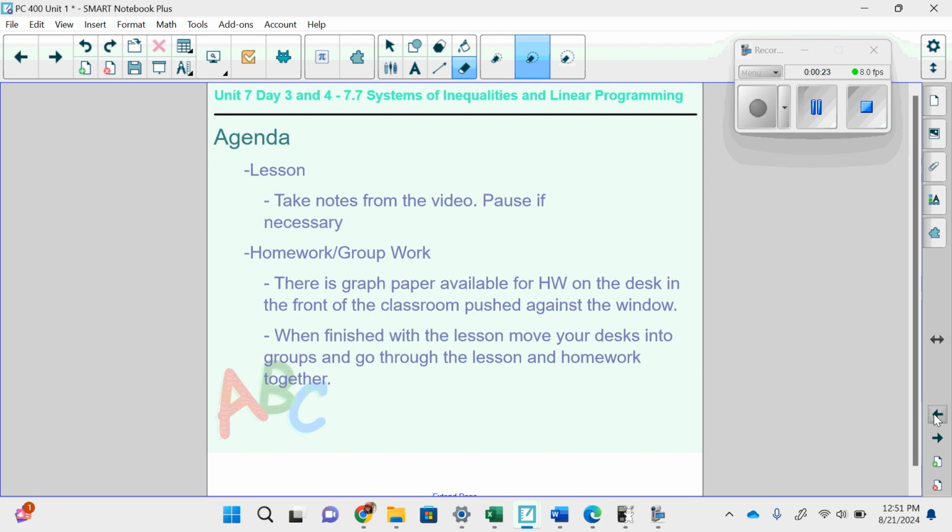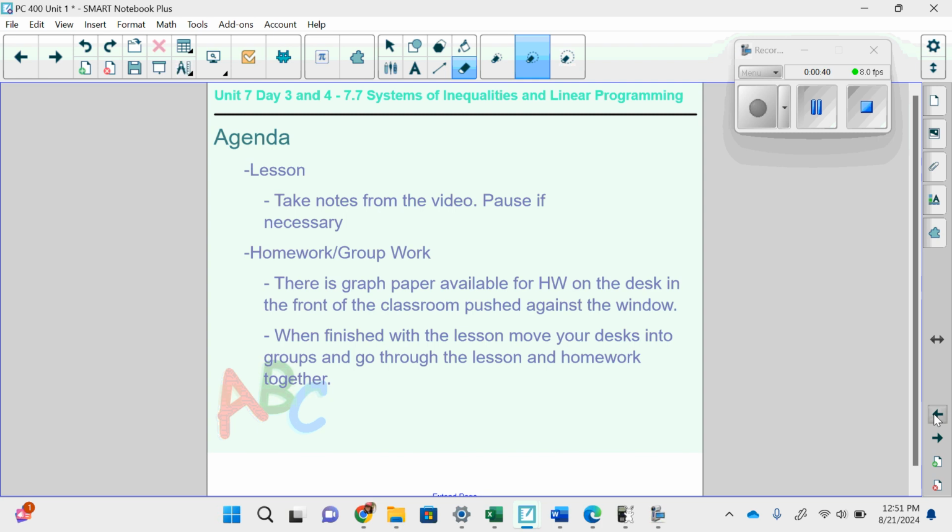Pause this video if necessary, repeat if necessary, and then once you get through the notes and your whole group is done, move your desks into groups, talk through the notes, any questions you have, work it out together, and then you have the rest of the period to work on your homework.